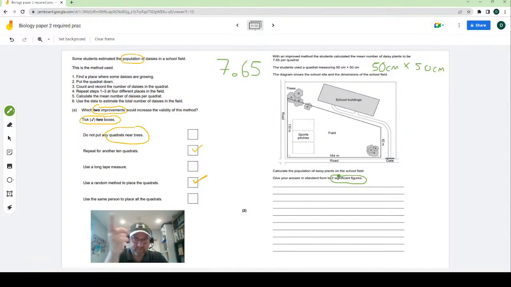We're going to get marks for our field is in meters, so we need to convert our quadrat to meters. So anyone be able to convert 50 centimeter times 50 centimeter to meters squared will get you a couple of marks. And then working out the area of the field and then dividing it by the area of the quadrat. So we need to calculate the area of the field, calculate the area of the quadrat, divide the 2, and then multiply by 7.65.